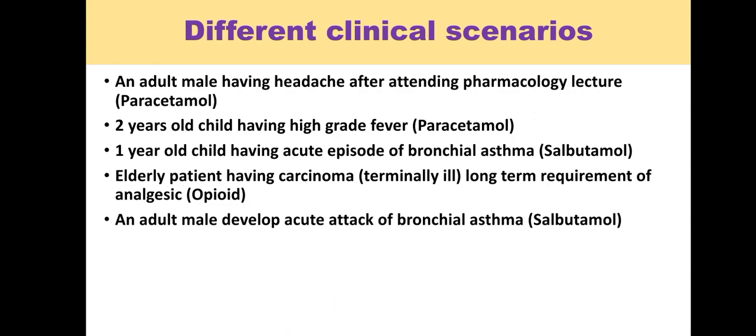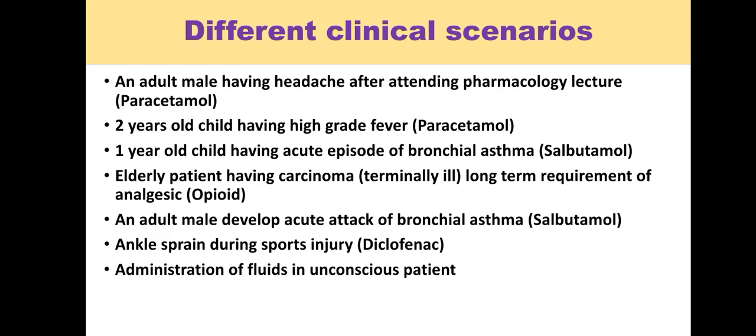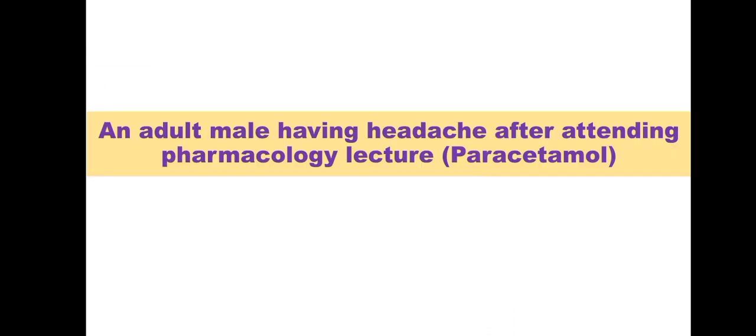Then an adult male developed an acute attack of bronchial asthma and you want to relieve it by salbutamol. Then a sports person developed ankle sprain and you want to administer Diclofenac. Then you want to administer fluids in an unconscious patient. You want to give Furosemide in a case of acute pulmonary edema. Now we discuss these one by one.